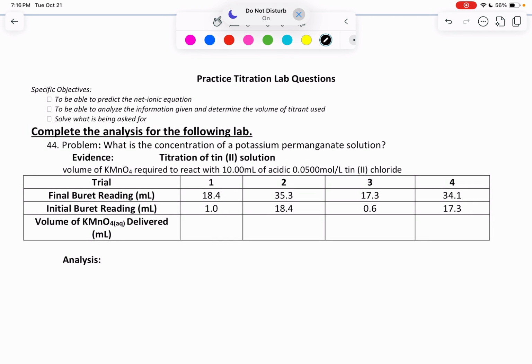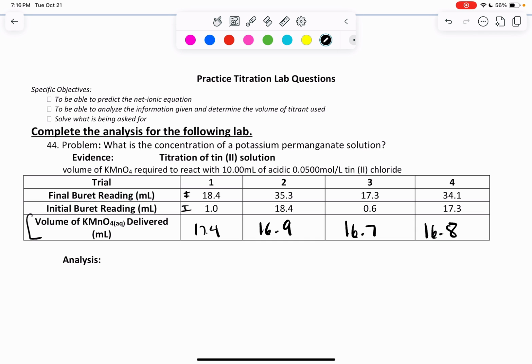So now we're gonna do some more practice titration questions. So again, I'm gonna find the volume of KMnO4 used by subtracting the final from the initial. This should give me 17.4 milliliters. This should give me 16.9 milliliters. This should give me 16.7 milliliters, and this should give me 16.8 milliliters.